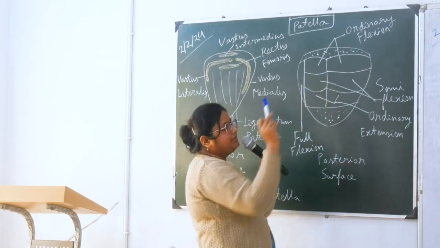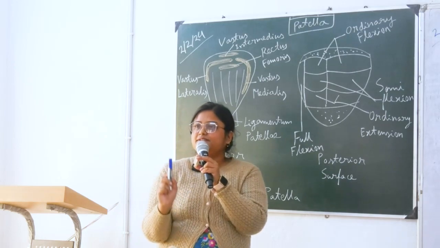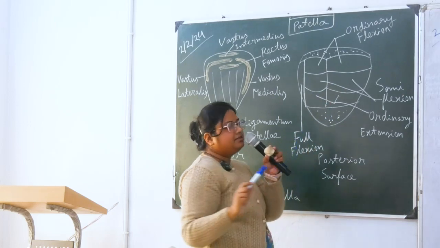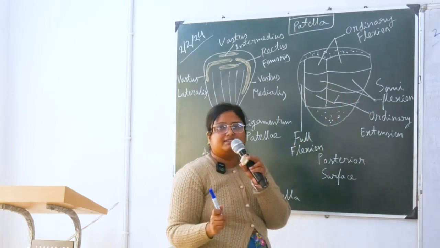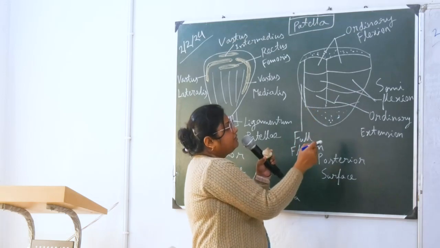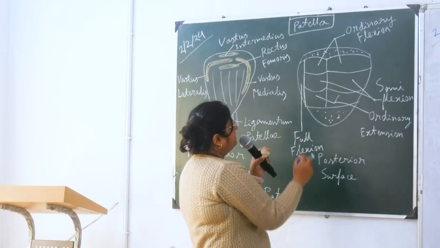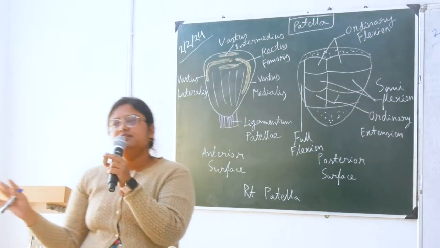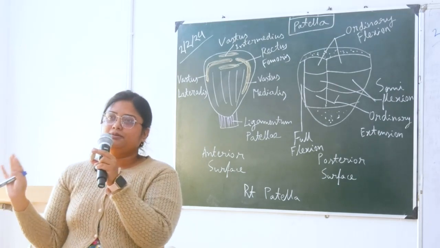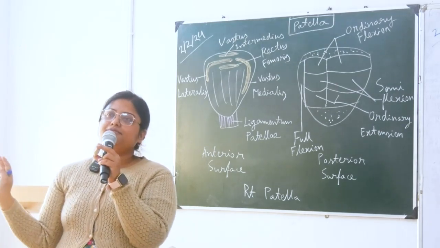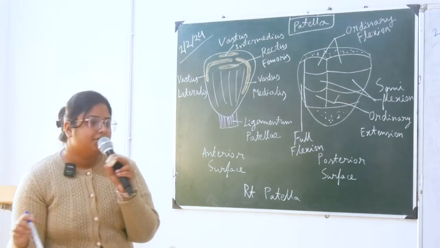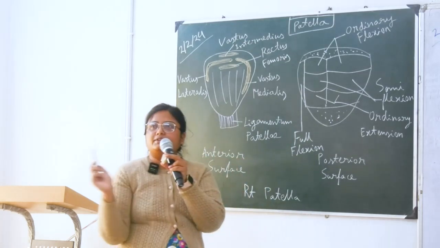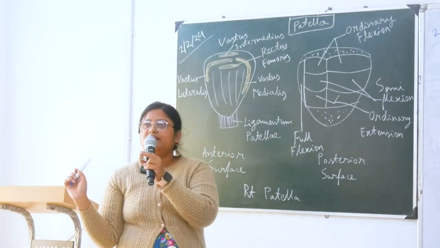The upper part comes in contact with the patellar articular surface of the femur in ordinary flexion. The middle part comes in contact in semiflexion, and the lower part comes in contact in ordinary extension, and the medial-most area in full flexion. During full extension, the patella is free floating. It does not come in contact with the femur in full extension. So you have to remember which parts come in contact with the femur during these movements.